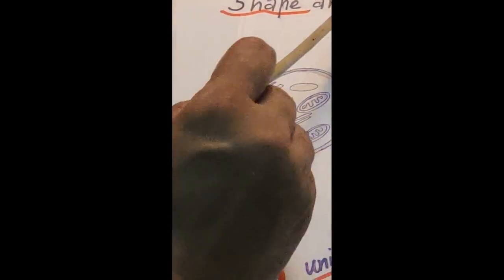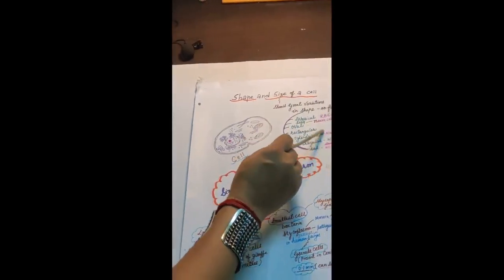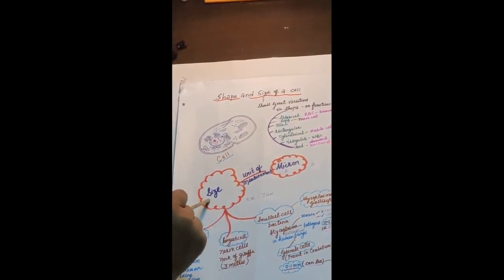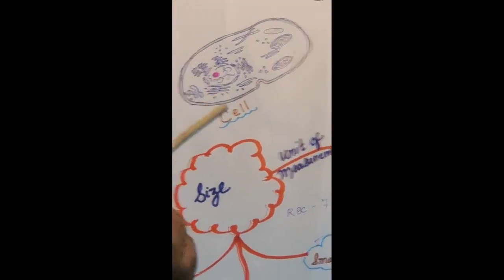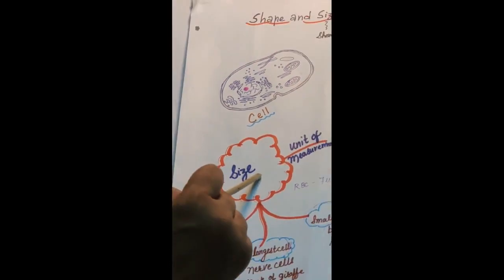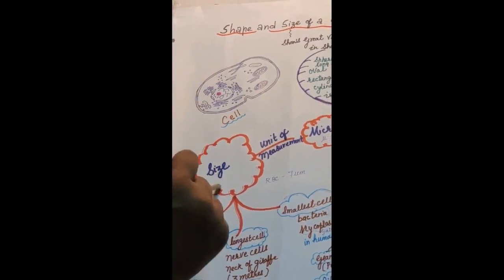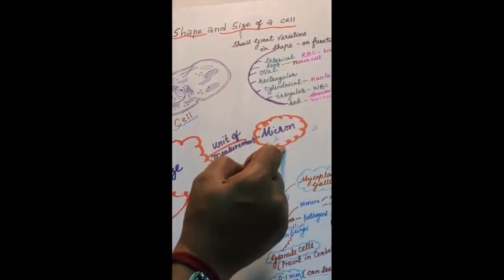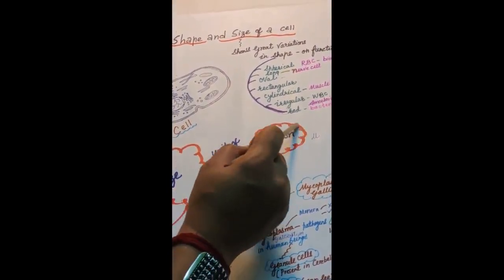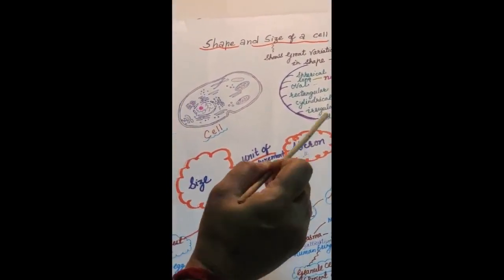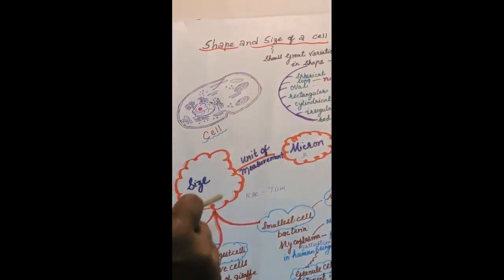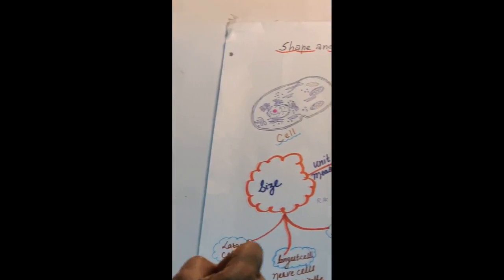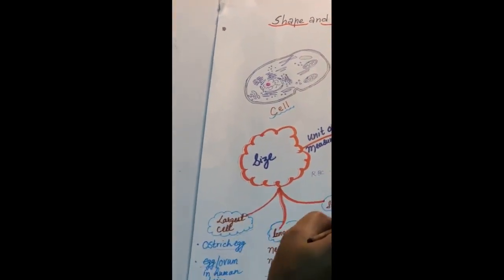Okay? We have discussed the shapes of the cell. Now come to the size. In order to measure a cell, we need a unit, and that unit is called micron. Okay? So, let's start with the largest, longest and smallest cell.